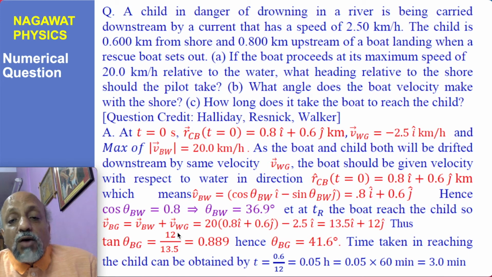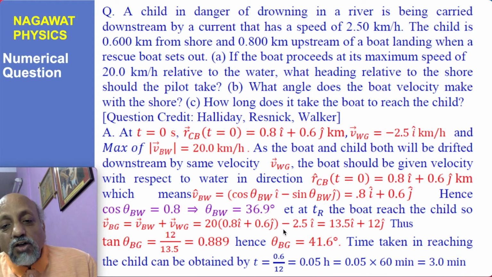Now the next part asks what angle the boat's velocity makes. I have chosen the maximum velocity 20 because it wants to reach the child as early as possible, so rowing at the maximum. So what is VBW? It is 20 times the RCB direction, so 0.8 i cap plus 0.6 j cap, plus VWG, which is minus 2.5 i. What is the velocity of the boat with respect to the ground? Velocity of the boat with respect to the water is given by this, and velocity of water with respect to the ground is given by this. So I finally get 20 into 0.8 is 16 i minus 2.5 i, so 13.5 i cap plus 12 j cap.